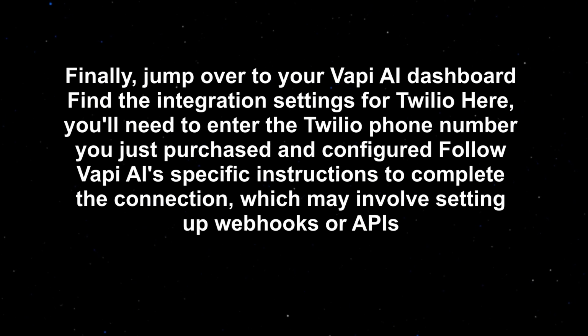Finally, jump over to your Vapi AI dashboard. Find the integration settings for Twilio here. You'll need to enter the Twilio phone number you just purchased and configured. Follow Vapi AI specific instructions to complete the connection, which may involve setting up webhooks or APIs.